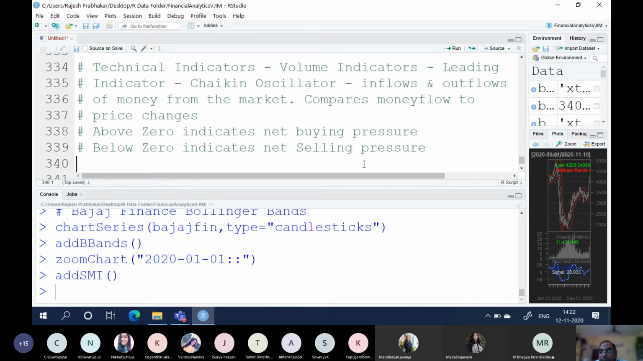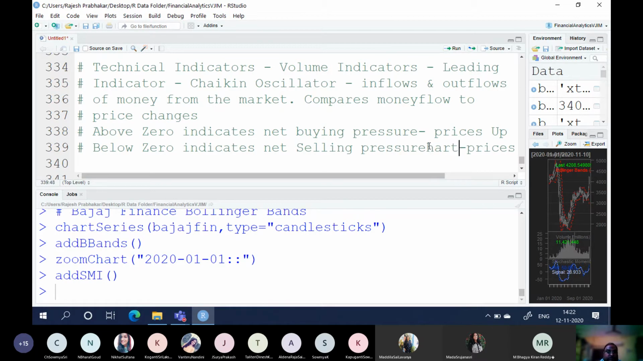So Chaikin oscillator is used to find whether there is buying pressure or selling pressure in the market. If there is buying pressure, prices go up. If there is selling pressure, prices go down. So that is the fundamental demand and supply. Remember, high demand, high price; low demand, low price. So based on that logic, it will give you the signal.